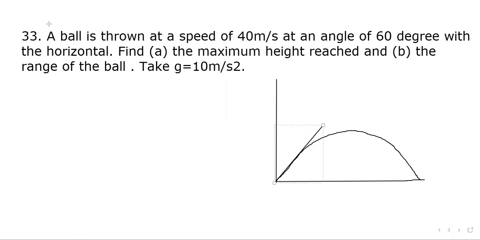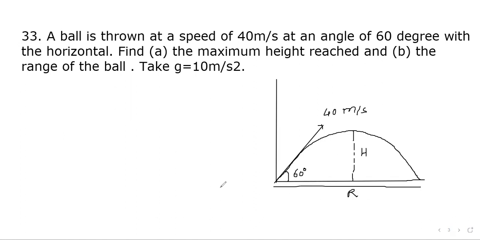This angle of projection is 60 degrees, and the velocity is given as 40 meters per second. It will reach a maximum height h, and this distance will be the horizontal range.